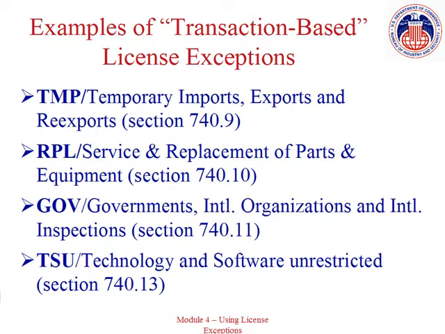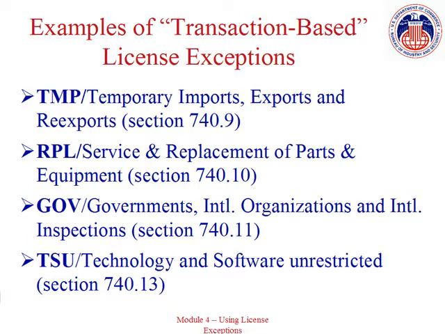The remaining license exceptions authorize exports and certain re-exports based on the overall circumstances of the transaction. These are often referred to as transaction-based license exceptions. The ECCN entry for your item will not indicate whether these license exceptions can be used, and in fact, these transaction-based license exceptions will largely authorize transactions regardless of the ECCN unless otherwise indicated.